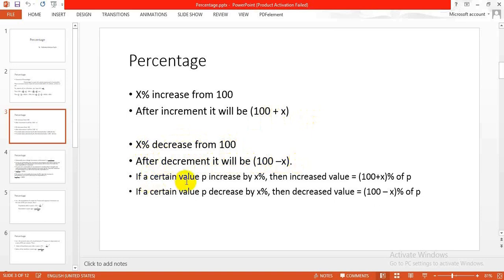Similarly, if a certain value p increases by x percent, then the increased value is equal to 100 plus x percent of p. If a certain value p decreases by x percent, then the decreased value is equal to 100 minus x percent of p.